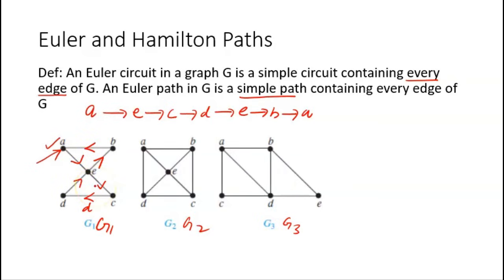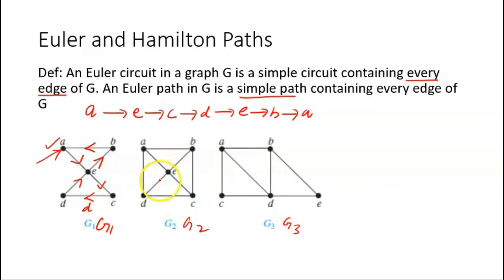Now the next question is, what about the graphs G2 and G3? I would suggest that you take a pause and try to find whether the graph G2 or G3 has an Euler circuit or not, right? You should try it and put the answer in the comment section, whether you have got an Euler circuit in these 2 graphs or not. I hope you have understood what I mean by the Euler circuit.